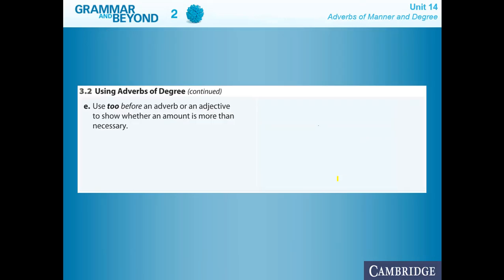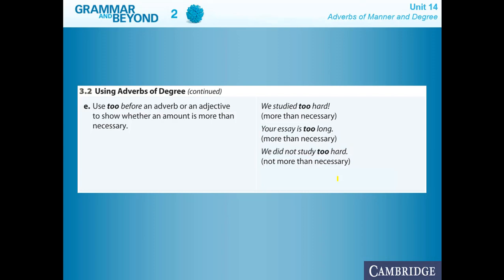Okay, and to finish, we are going to use too before an adverb or an adjective to show whether an amount is more than necessary. We studied too hard. I believe you won't have problems with this one because this is a basic structure. Your essay is too long, more than necessary. We did not study too hard, not more than necessary. Your essay is not too long, not more than necessary.